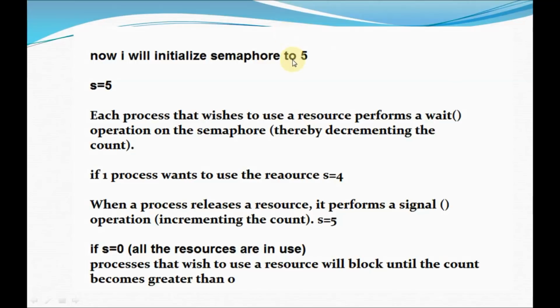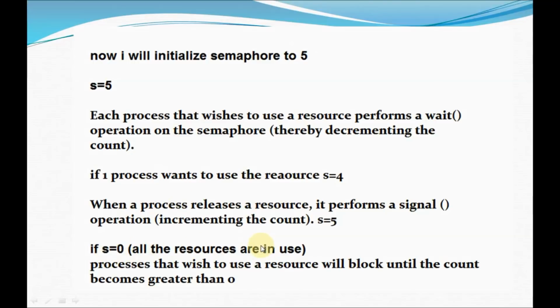Just remember that when the S value becomes 0, you know that resources are in use. Here S value 0 means all the 5 resources are in use by one process, or different processes can request all the resources. Both are possibilities. Now if S is 0, the resources are in use.